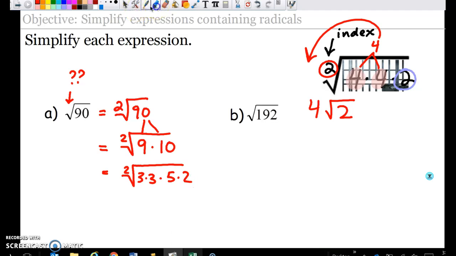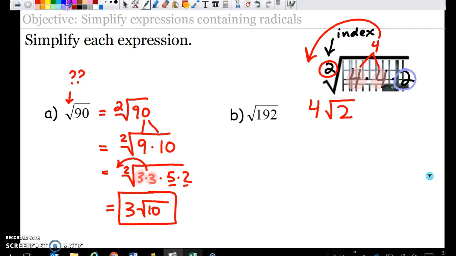Notice that now I have 2 of the same guy in there. I have a 3 and another 3. And they're going to work together to break out of this 2-index radical. But only one of them will make it. And notice that 5 and 2 are different, so I'll leave those as 5 times 2, which is 10. That will be my answer. Now notice I didn't write the 2 in the index here. You do not need to have the 2 on the square root.